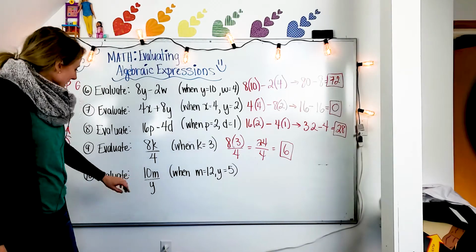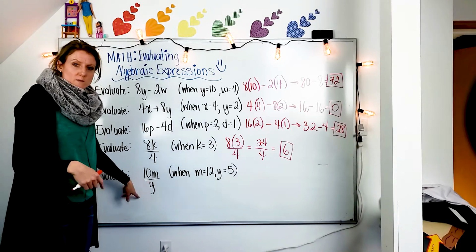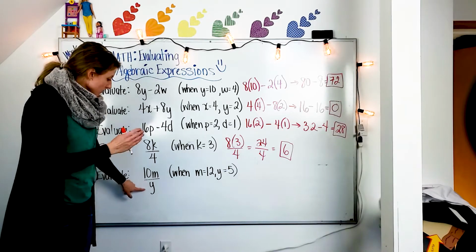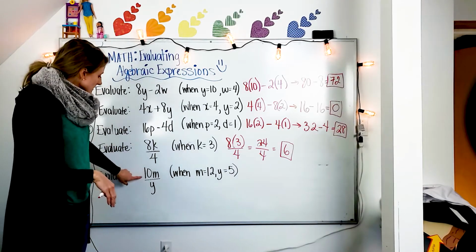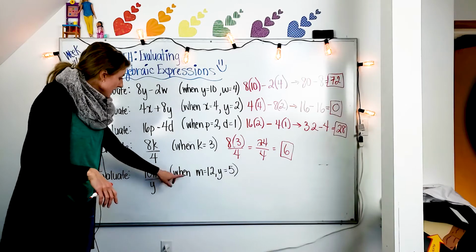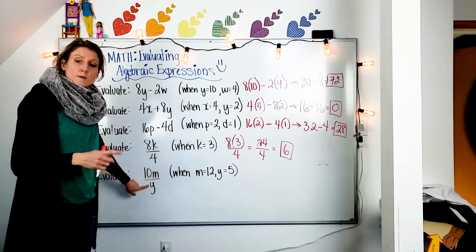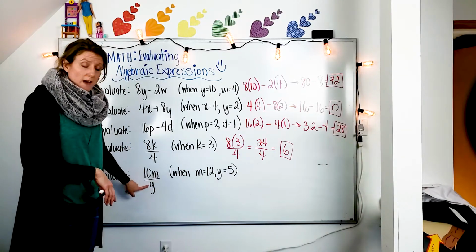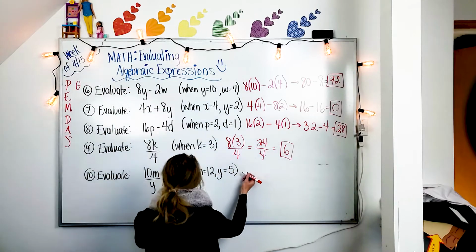Another division one at the bottom. The difference here is that we have 2 variables, but it's okay. All we have to do is put the numbers in. So this is going to be 10 times m. M is 12, divided by y, and y, they tell us, is 5. So we're just going to plug that in, you guys.